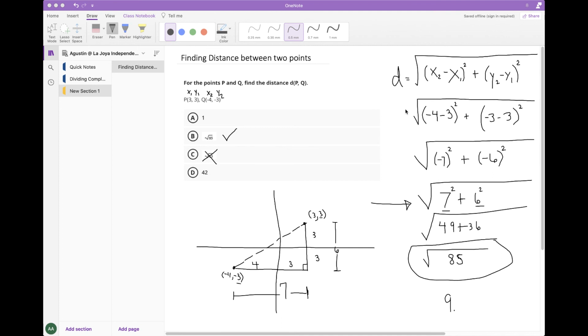Let me see real quick. About 9.2. And again, that's approximate. It's more or less. Because 9 times 9 is 81, so 9.2 would be the answer for that.